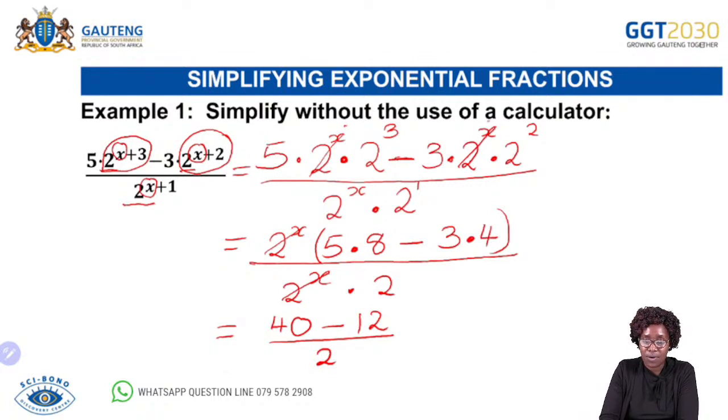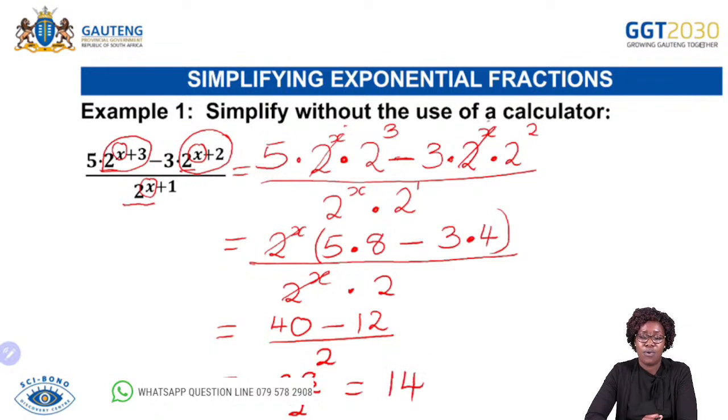40 minus 12, grade 11s. What is 40 minus 12? I'm sure we have all used our calculators there. Our answer is 28. So I'm going to say 28 divided by 2. And what is 28 divided by 2? This gives me a 14. Wow. We are done simplifying. From that complicated, complex expression, our answer gave us simply a 14. I hope you were able to follow this through.